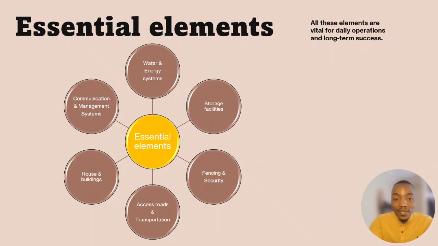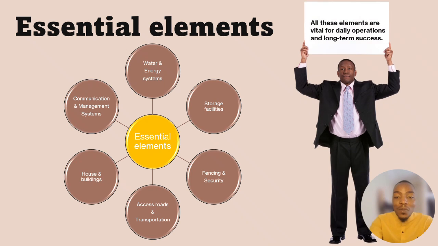Next, we have storage facilities. This is going to come in handy when you finish harvesting. Now you have a place to store your goods, and also if you're manufacturing products, it's good to have a place where you can store your goods. Next, we have fencing and security. I think that speaks for itself, but also having boundaries for your farm comes in handy for your livestock, and among other reasons, you want to make sure that your investments are secured.